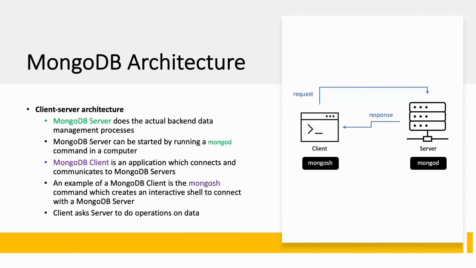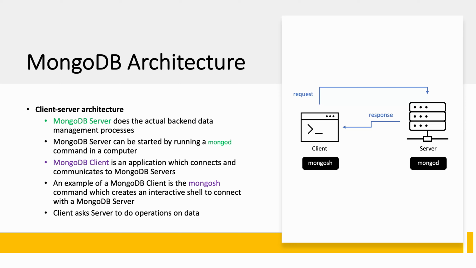In this video, we are going to talk about the MongoDB architecture. MongoDB has a client-server architecture, so there's a MongoDB server and there's a MongoDB client. The client sends requests to the server, and the server, based on the requests, acts and performs some operation.